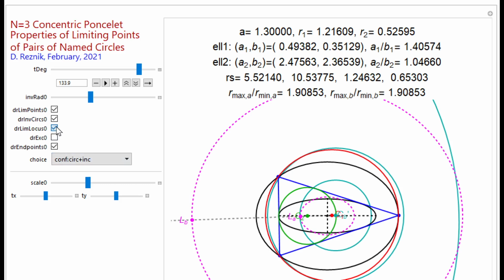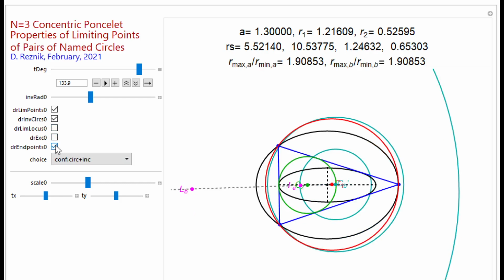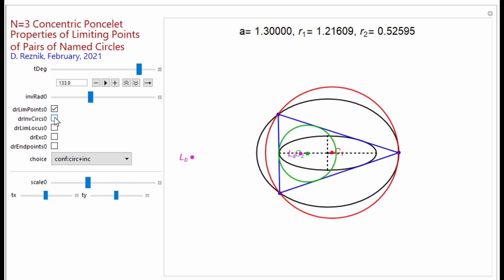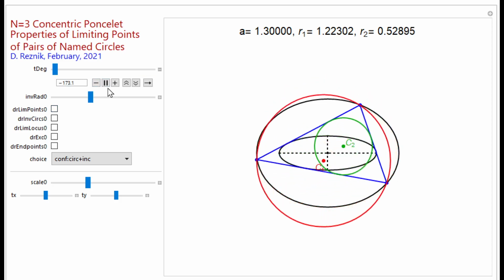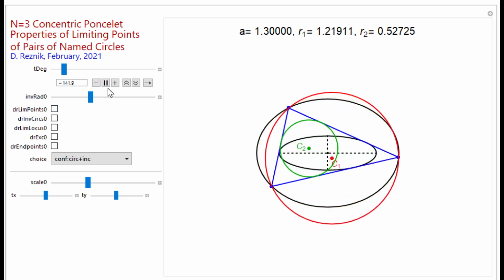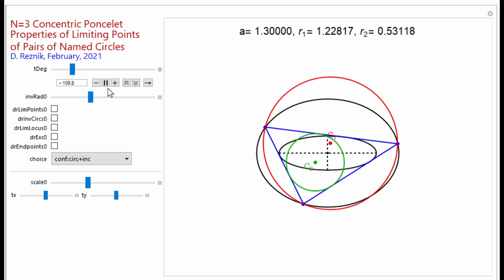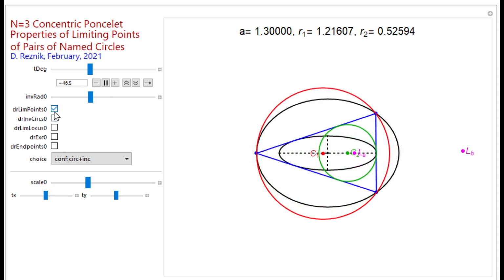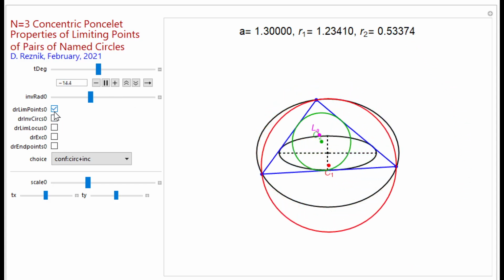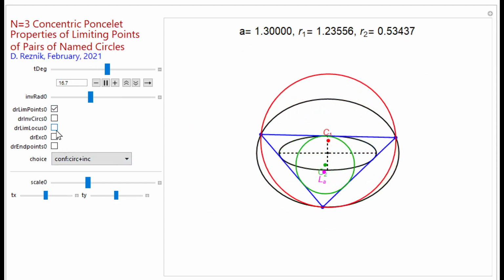So let's turn off the locus so we can simplify this. Let's turn off the endpoints and the limit points, so we can just focus on the two circles. So now I'm going to focus on the pair comprising the incircle of this family and its circumcircle. What happens to the limiting points? Let's go ahead and draw them. Now again, you can see that they're moving out there. Maybe these are more visible. I don't need to go eccentric. Let's look at their loci.